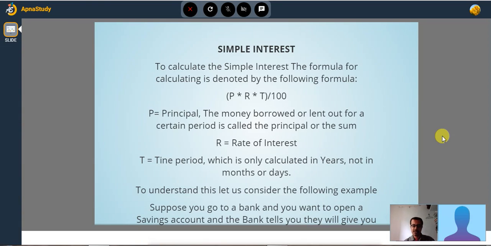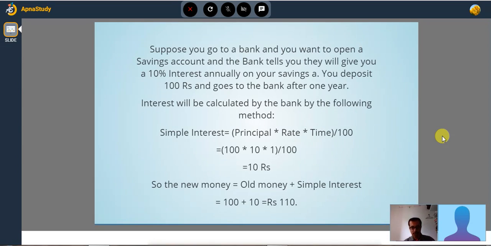Suppose you go to a bank and you want to open a savings account, and the bank tells you that they will give you an interest of 10% annually on your savings. You deposit rupees 100 and go back to the bank after 1 year. Now, how will the bank calculate the interest and how much amount will you be getting?